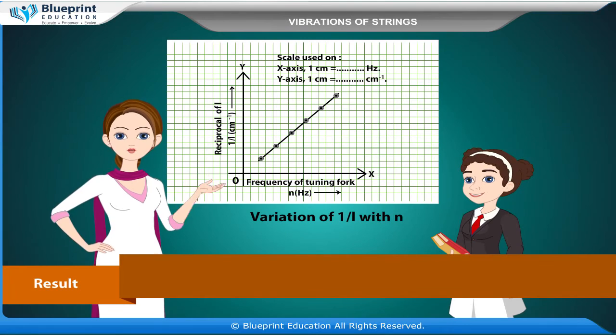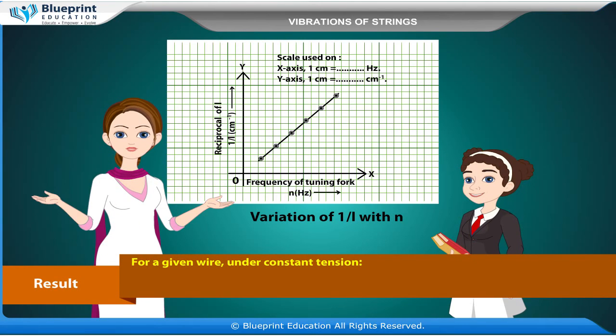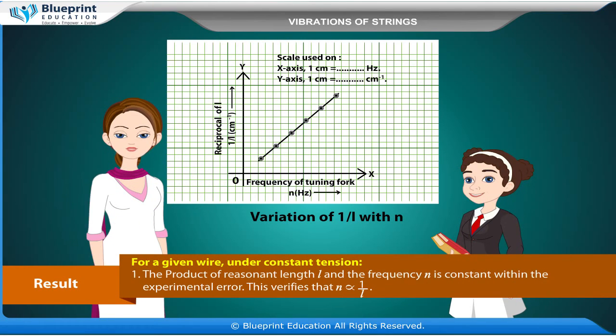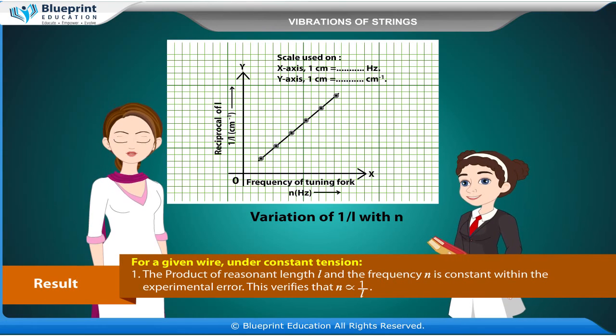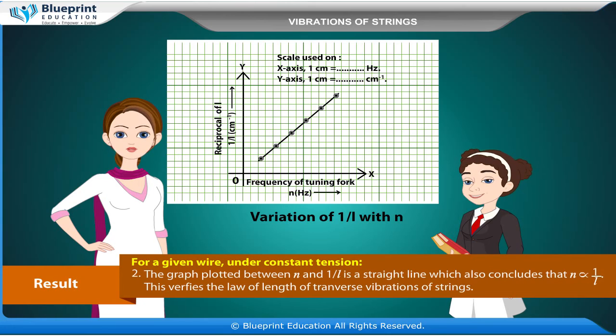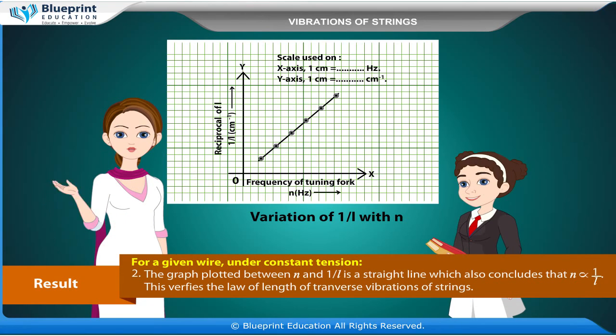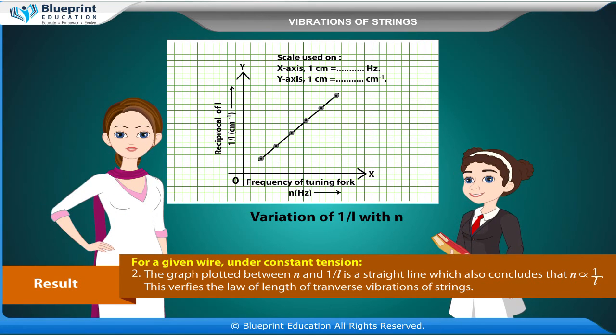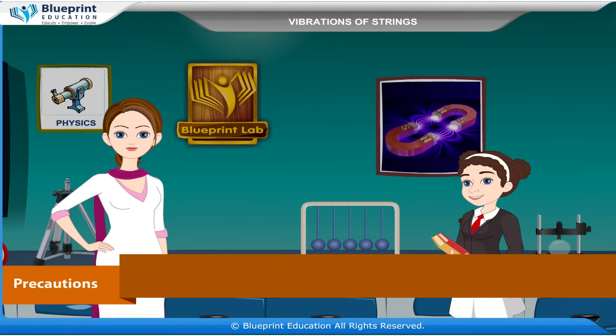512. Result: for a given wire under constant tension, the product of resonant length L and the frequency N is constant within the experimental error. This verifies that N is proportional to 1 by L. The graph plotted between N and 1 by L is a straight line which also concludes that N is proportional to 1 by L. This verifies the law of length of transverse vibrations of strings.